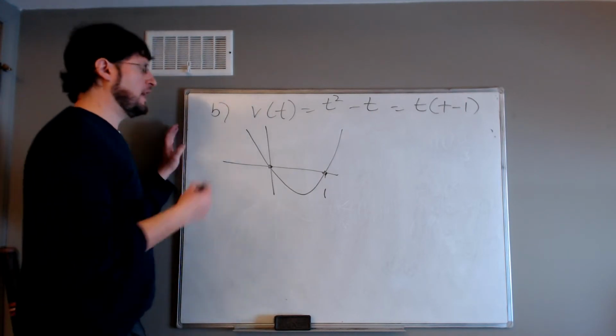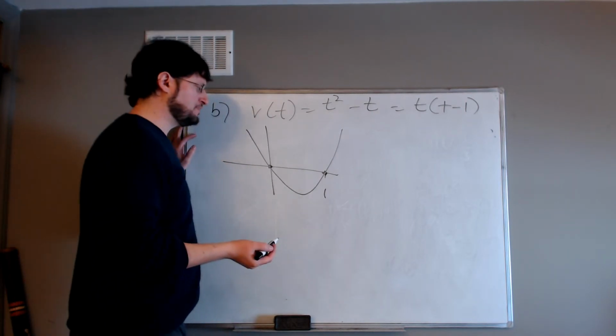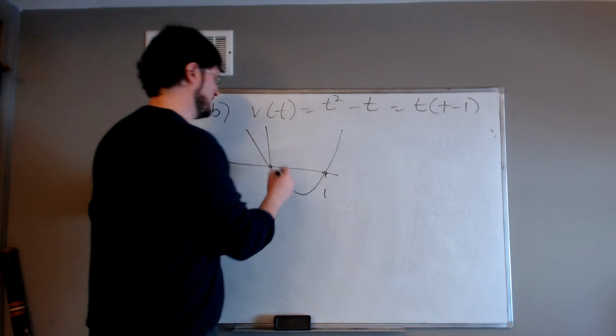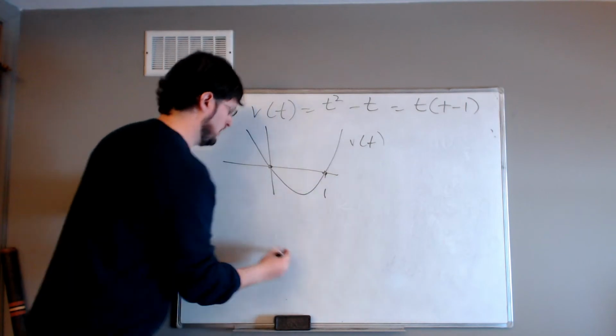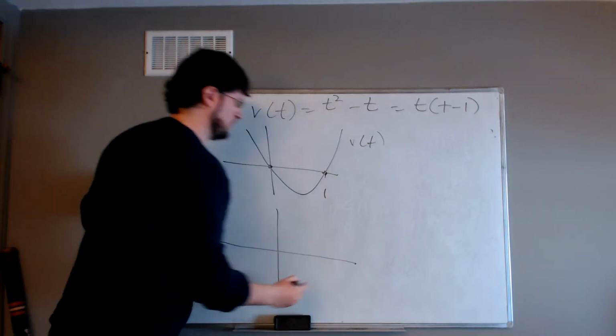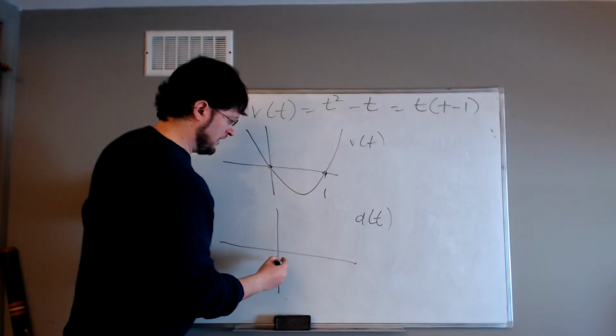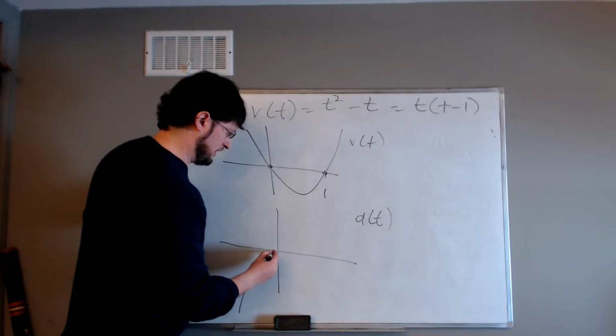So if I ask for the distance traveled, well, the problem is, here is our velocity. We also had our displacement that we looked at, displacement at time t. Notice that, remember, that looks something like this.